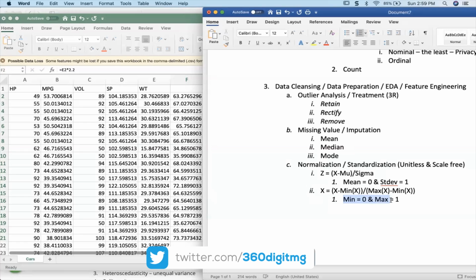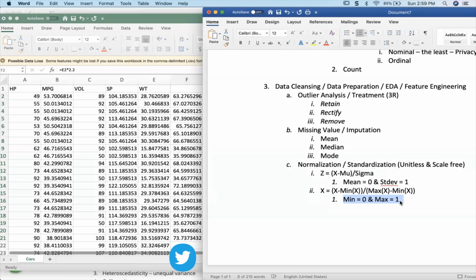That means you are able to bring those variables to a common scale, and the moment you do normalization or standardization, your data becomes unitless. So this issue that I've just shown, like weight being measured in pounds, so the values increase, hence mileage will increase, all those issues are ruled out.